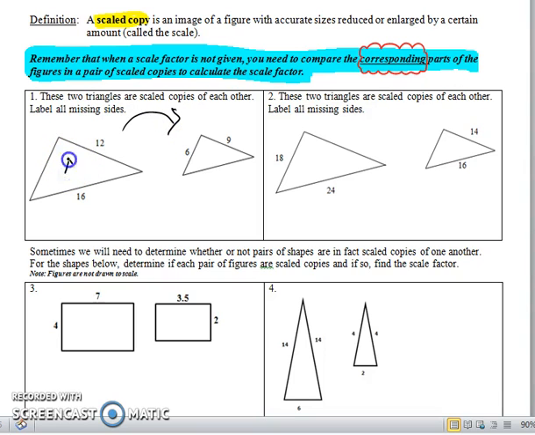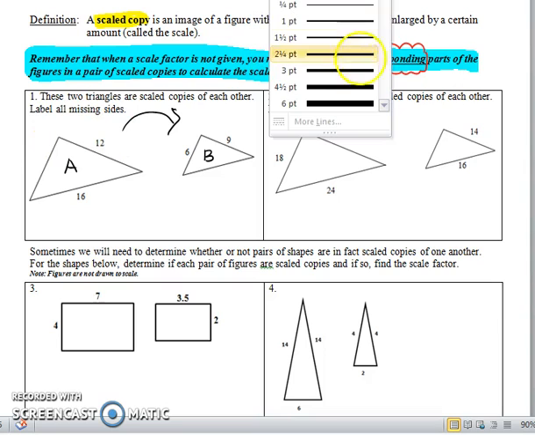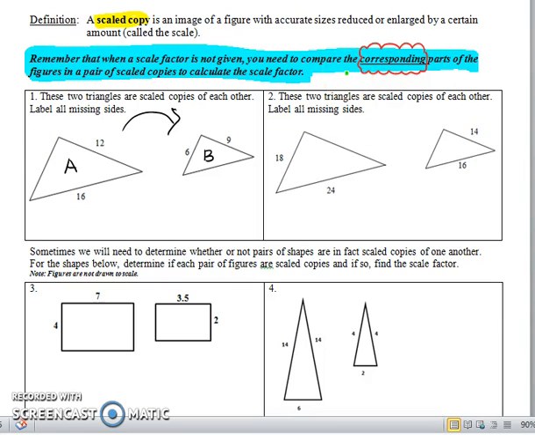I'll call this triangle A, and I will call the smaller triangle B. So if I scale triangle A, I reduce it and I get triangle B. Now notice they did not tell us what the scale factor was. All they did was give us two shapes, and we're given that they are scaled copies, and we have a few of their dimensions, but we don't know much else. We don't know what the scale factor is.